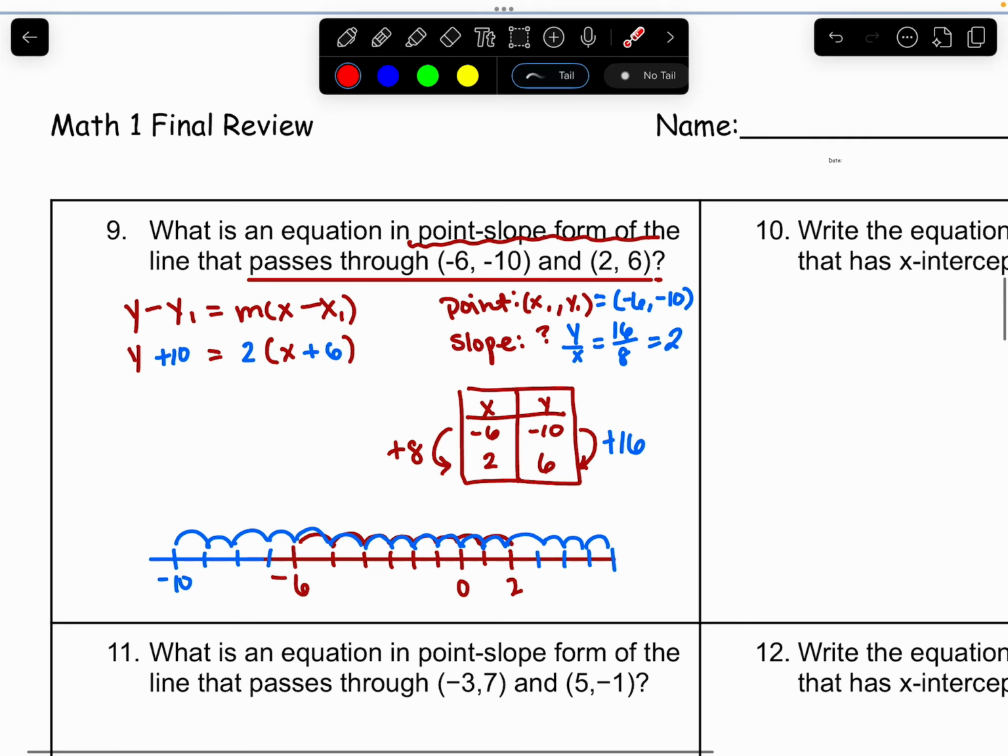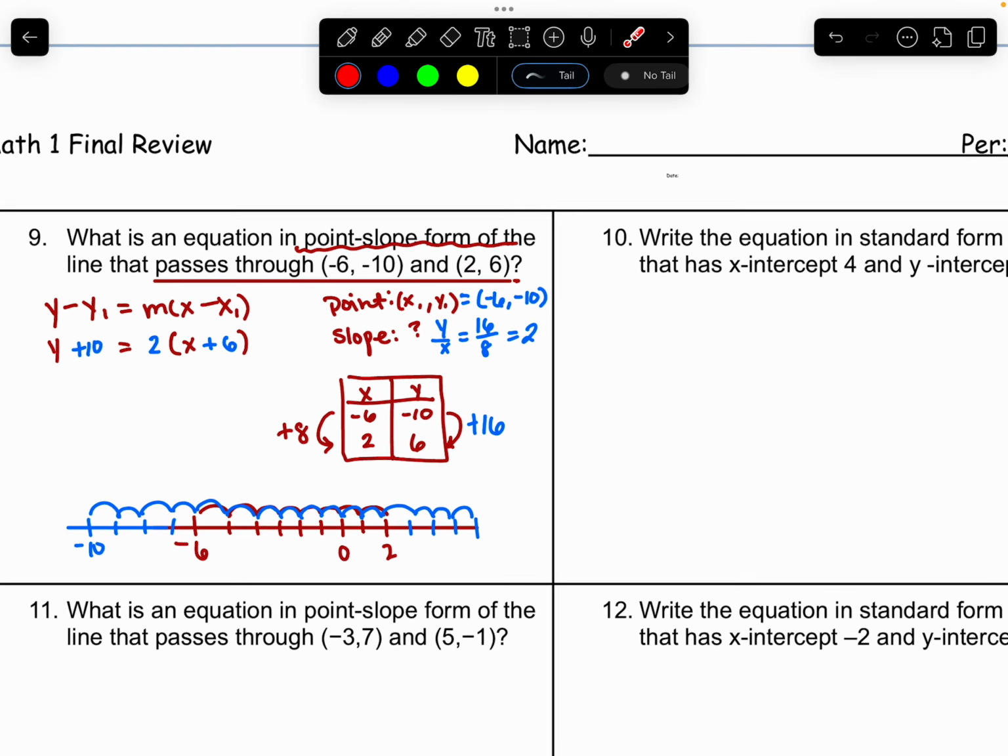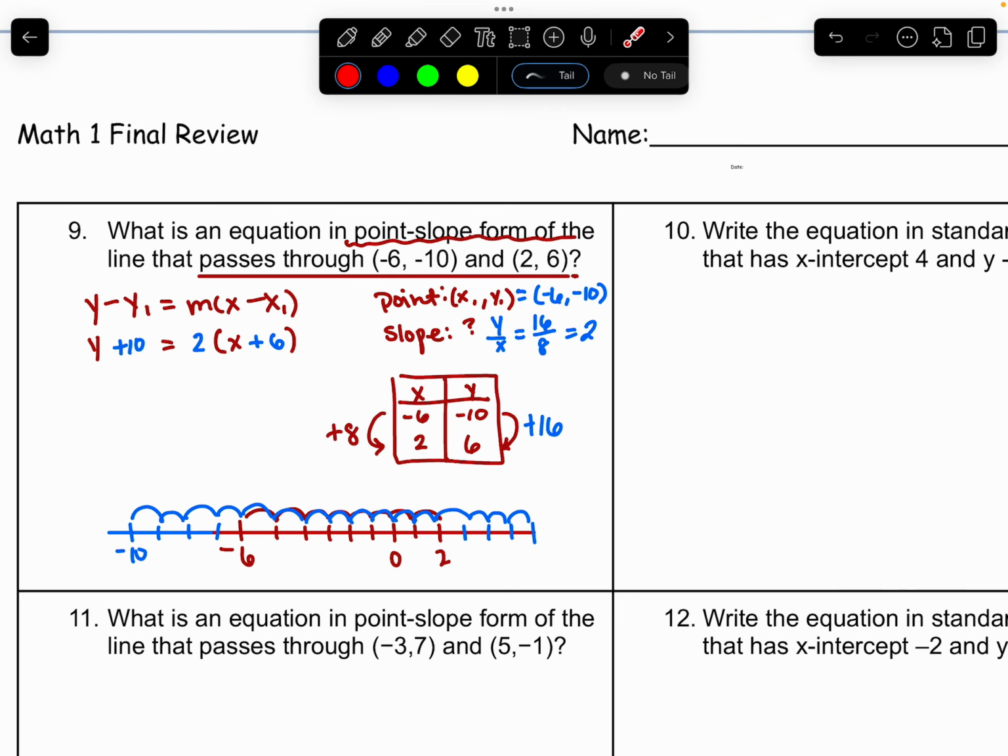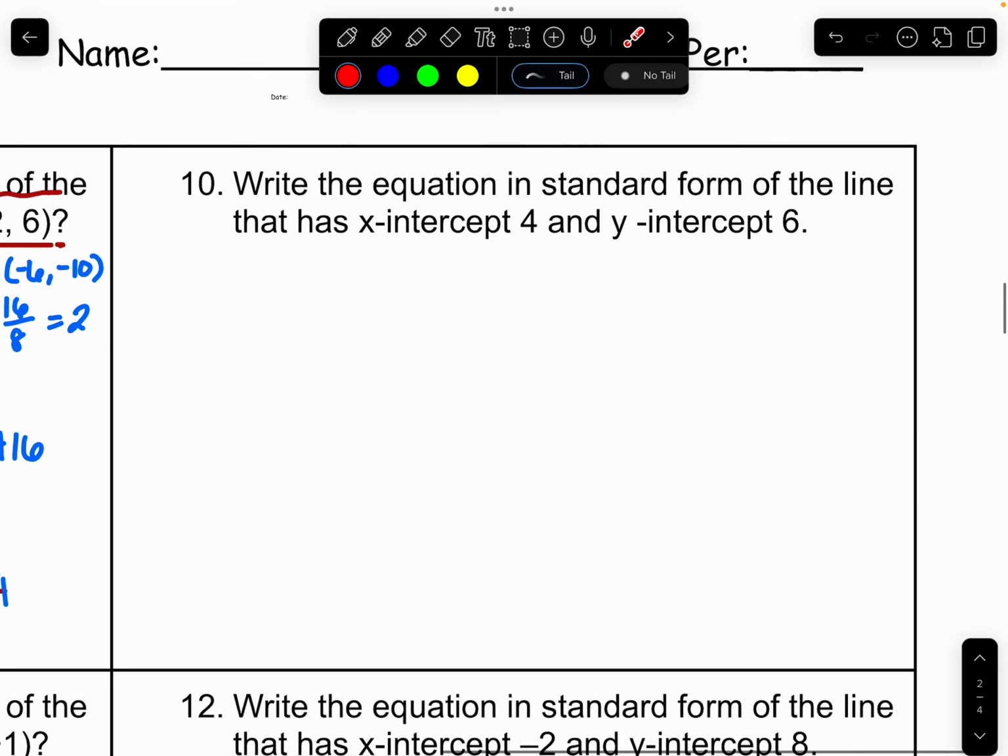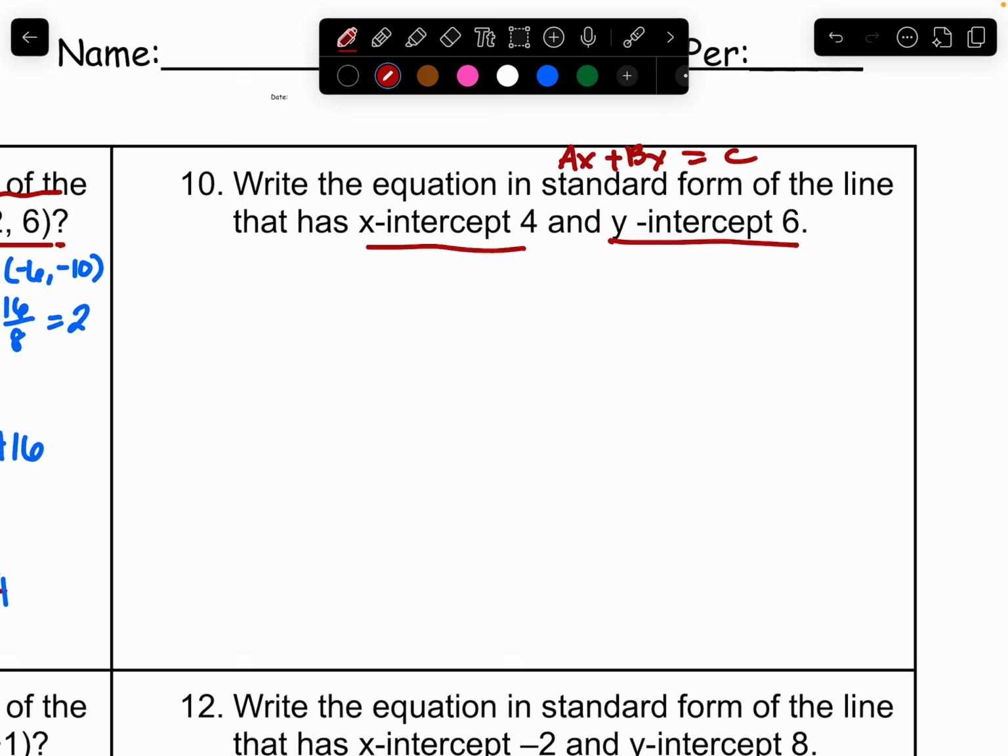Alright? We're going to go ahead and do number 10. Write the equation in standard form. Remember what's standard form? Standard form is ax plus by equals c. Of the line that has x-intercept 4, y-intercept 6. Now what does that mean?